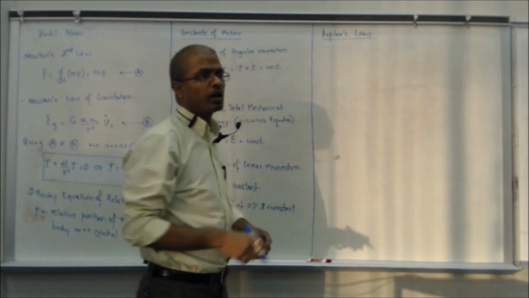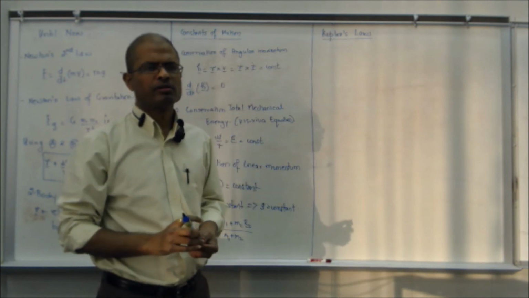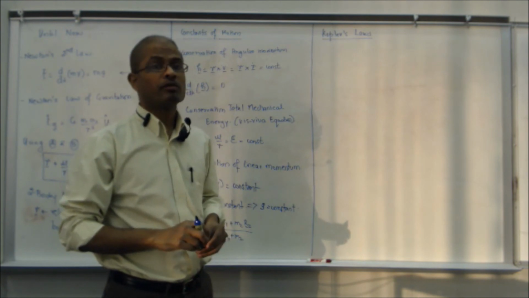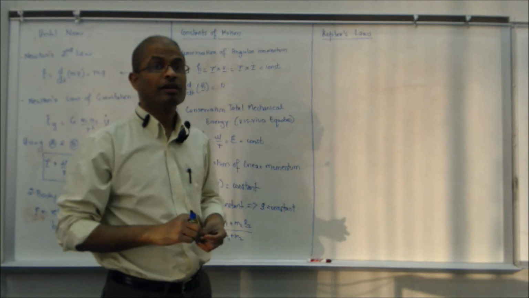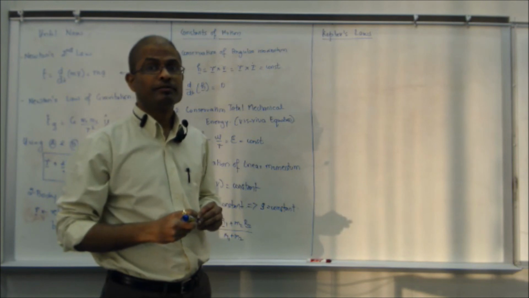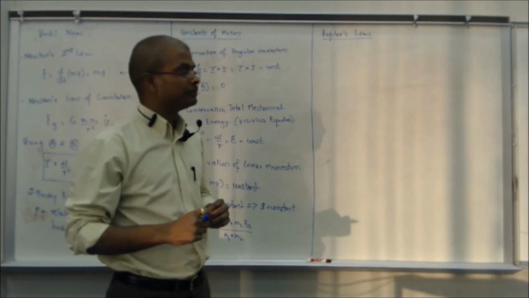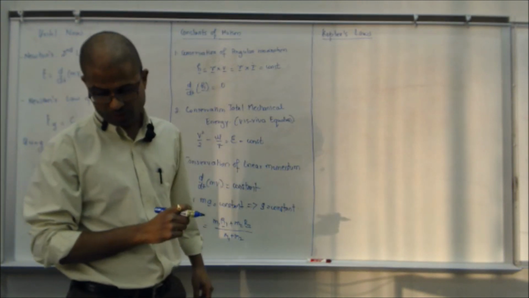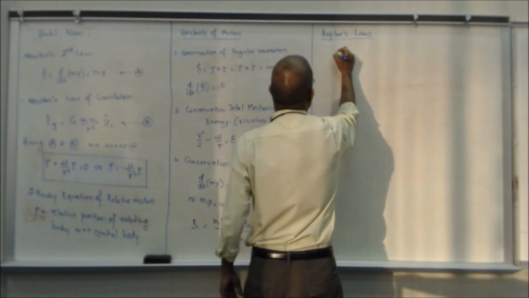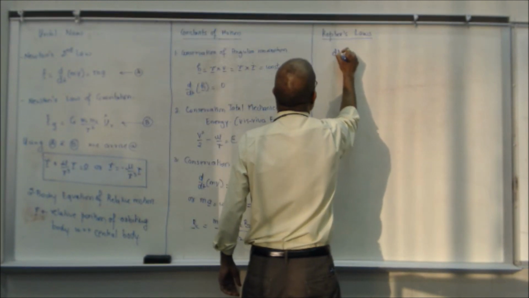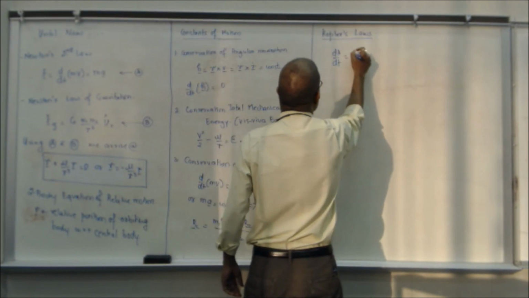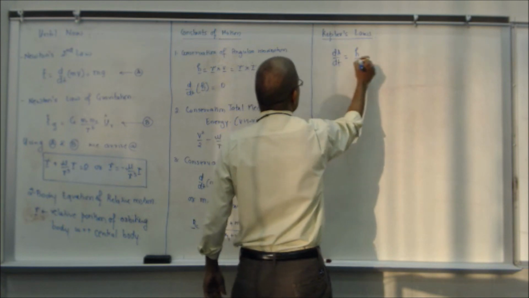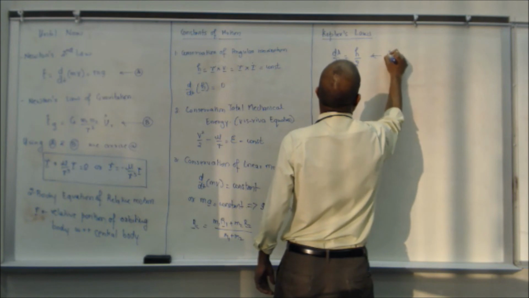Again, why are Kepler's laws laws? See, what I'm saying is we proved Kepler's law. Okay? This is Kepler's law: dA over dt is equal to h over 2. This is the second law.